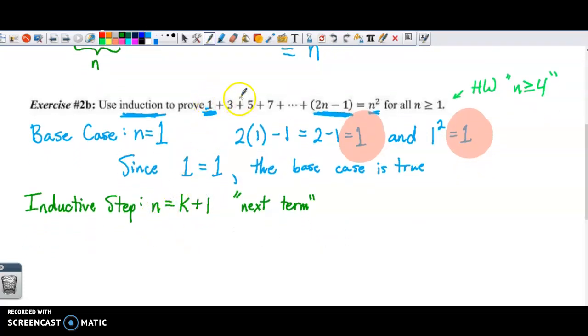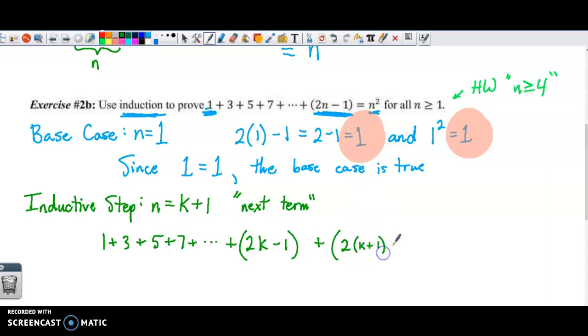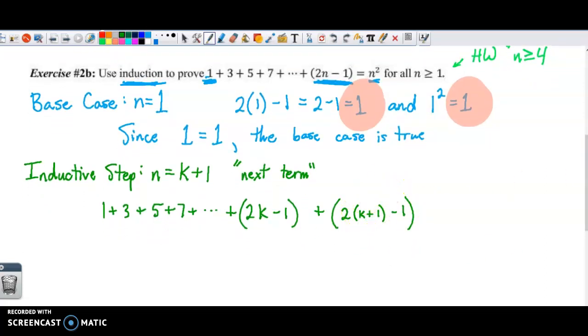So what I'll do is I'll rewrite everything as it looks. 1 plus 3 plus 5 plus 7. And I change this n to be k. But I need the next term as well. So the next term is taking that n and replacing it with k plus 1. And I know this is not easy, so please write down any question you have. But right now I don't know what your question is, so to me this makes perfect sense.